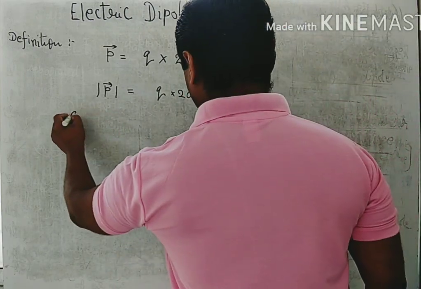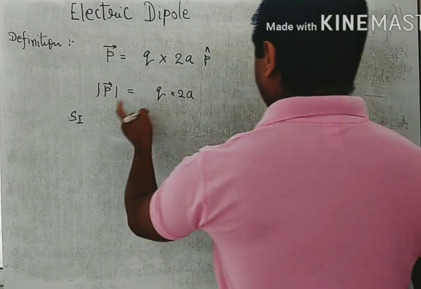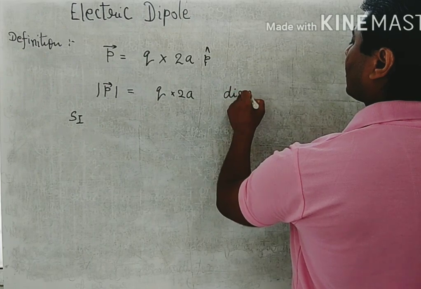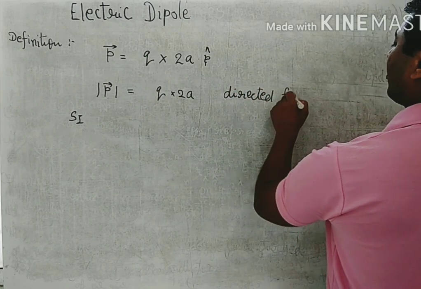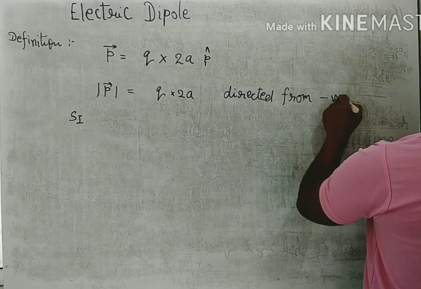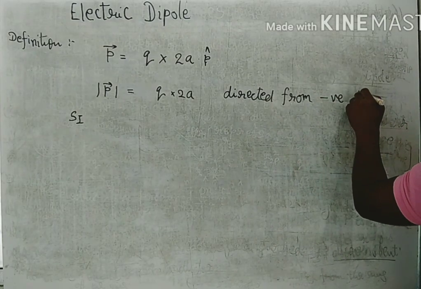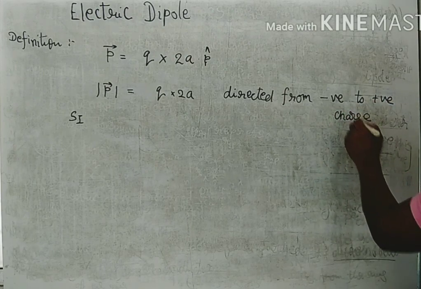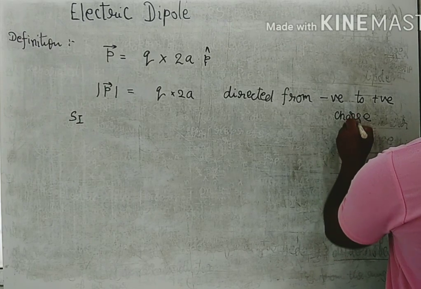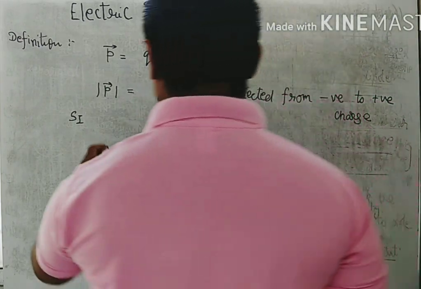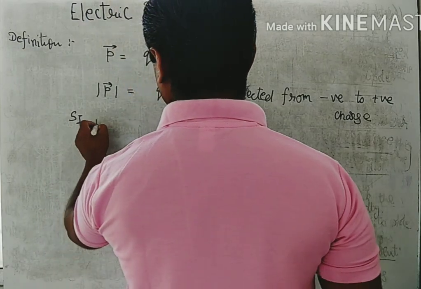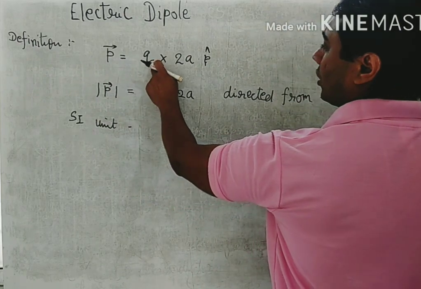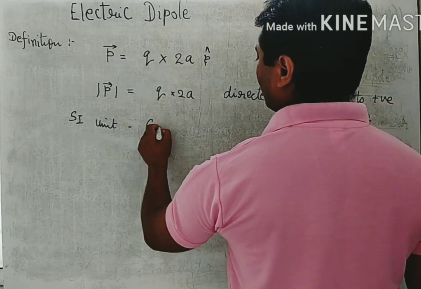So its SI unit will be, and its direction, directed from negative to positive charge. We can write it for the direction of this, whose magnitude is Q into 2A. So this is for SI unit. What can we say? SI unit of dipole moment will be Coulomb meter. So this is Coulomb meter.